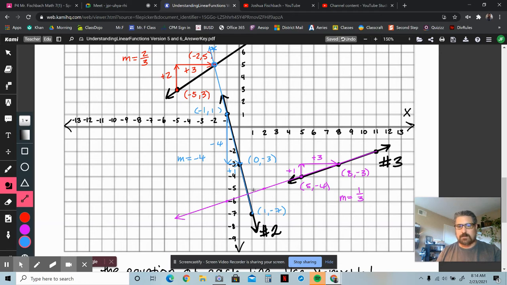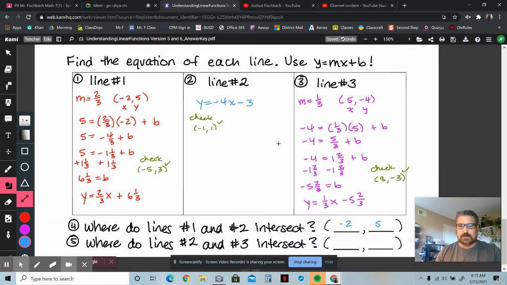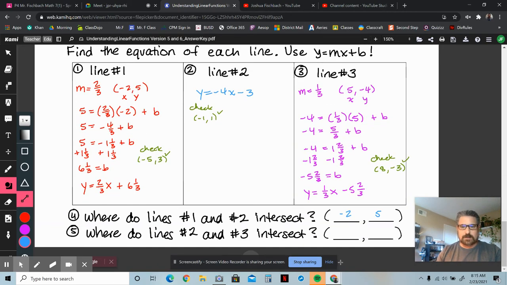With lines 2 and 3, it's somewhere between 0 and 1 on the x-axis, somewhere between -5 and -6 on the y-axis. I know generally where it is, but I don't know exactly what it is. So this is where you'd use algebra. This is how you can use your algebra skills. So now you're going to jump in here and do your algebra skills.